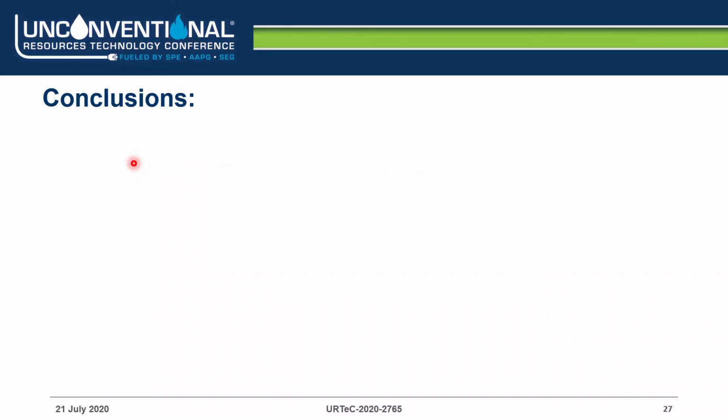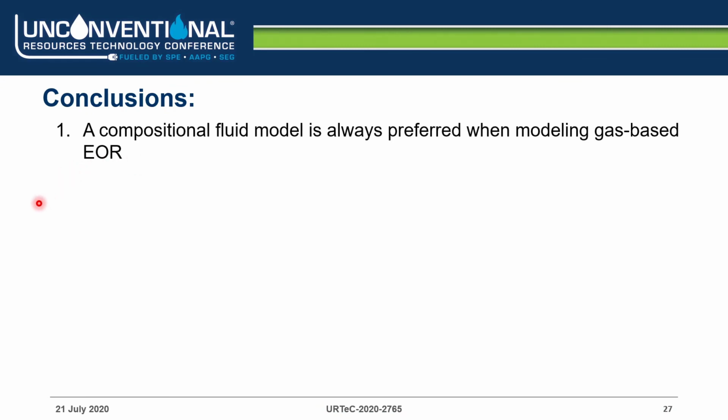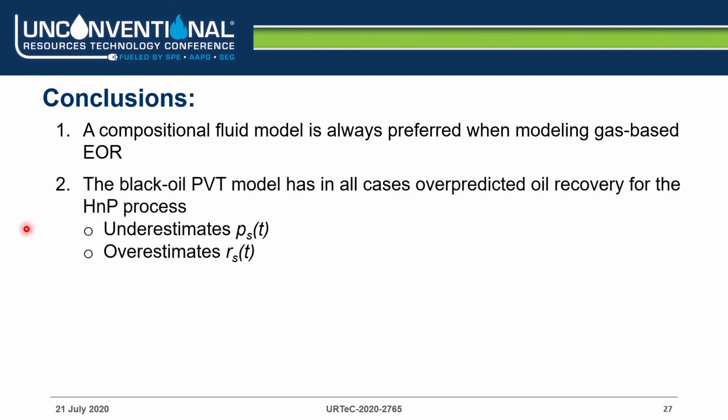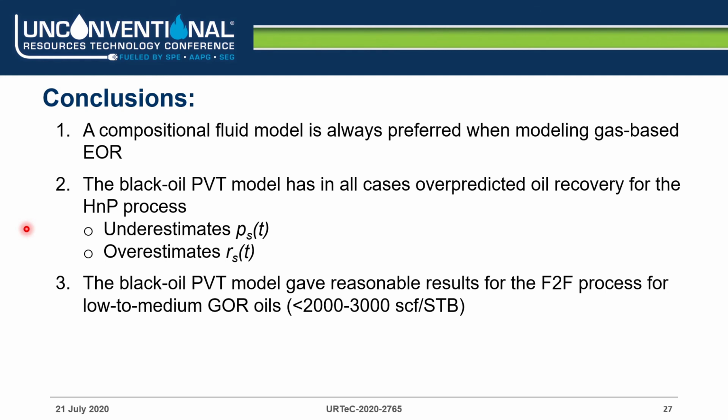So the conclusions are as follows. A compositional fluid model is always preferred when modeling gas-based EOR. That's what we've found both for the Huff-n-Puff process and for the fracture-to-fracture process. The black oil PVT model has in all cases overpredicted oil recovery for the Huff-n-Puff process, and it does so because it underestimates saturation pressure over time and it overestimates the solution OGR with time. The black oil PVT model actually gave reasonable results for the fracture-to-fracture process for low to medium GOR oils. We didn't show that in the presentation, but it's in the paper.